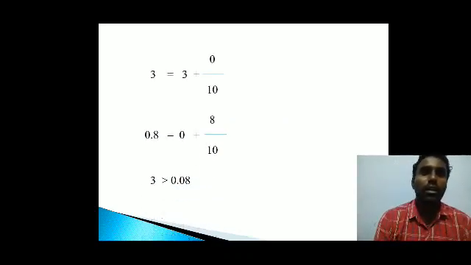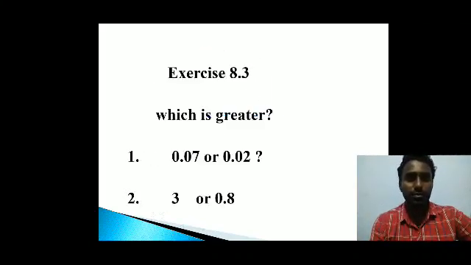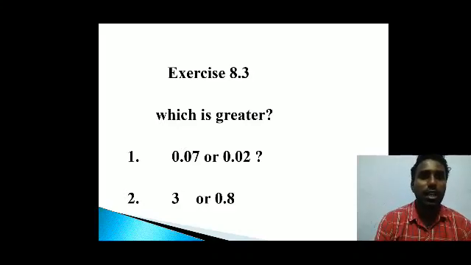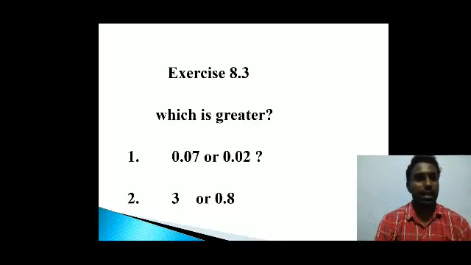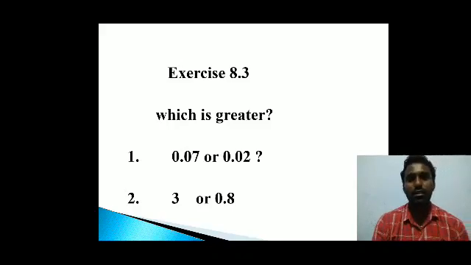Right? Next problem, just wait. And which one is greater, right? So before the problem, just a minute, we can see. Is it 3 or 0.8? Directly we can say 3 is greater than 0.8, because 3 is a whole number, and 0.8 is a decimal number which is less than 1, right? So we can say 3 is greater.